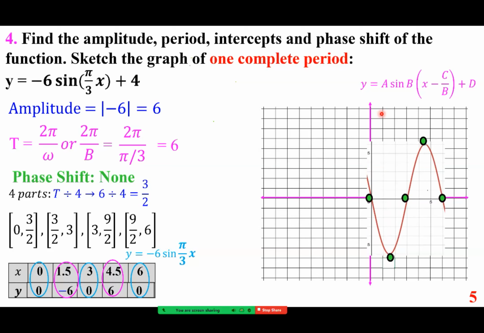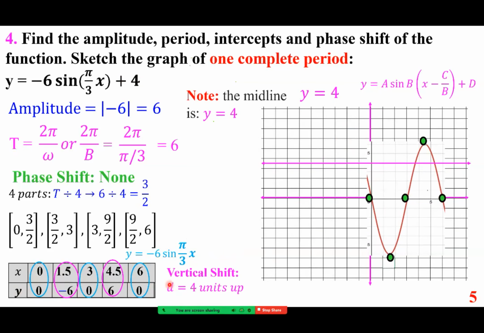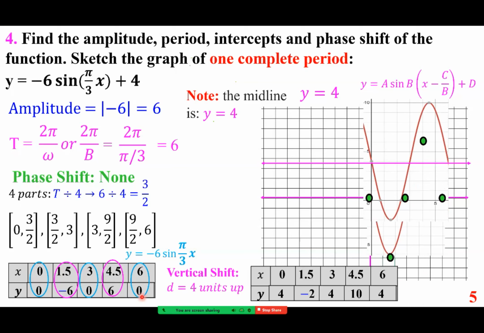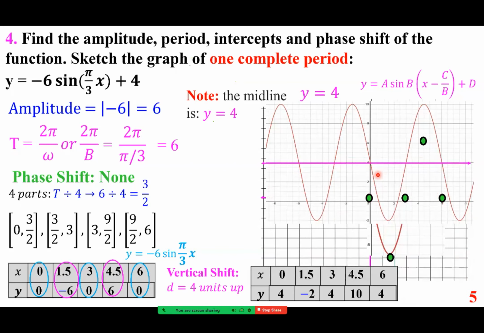What about this guy? Just shift up by 4. So all you have to do is add 4 to the y coordinates. So we're going to move it up by 4. It's called the midline. And so these numbers don't change, but the bottom, add 4. 4 minus 6 is negative 2, 4, 10, 4. Here's the new one. Again, one cycle, a complete cycle. But if you want to extend it indefinitely on both sides, that's what we get. Those are the points that have been shifted up.